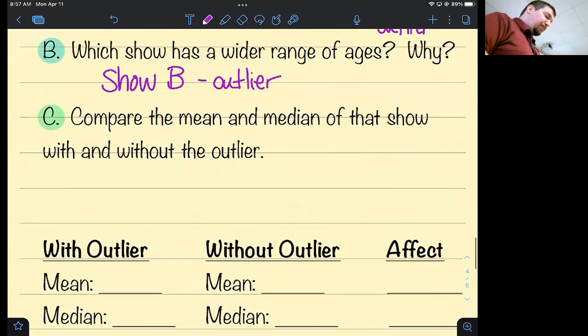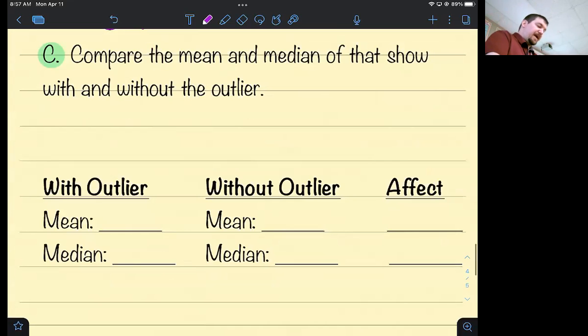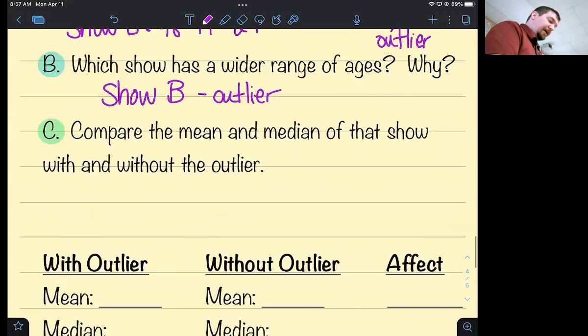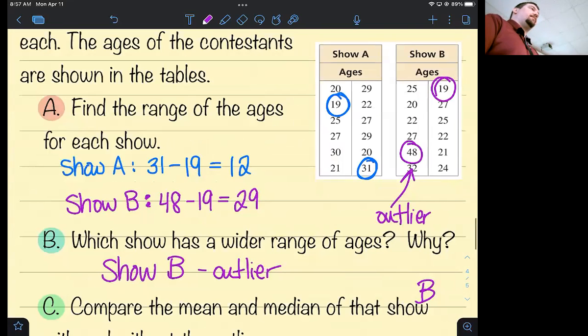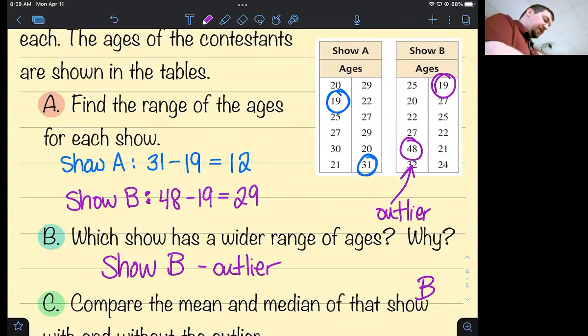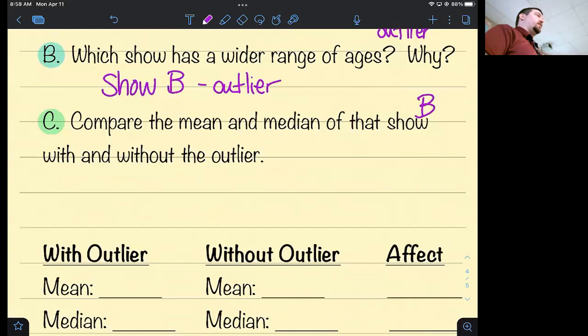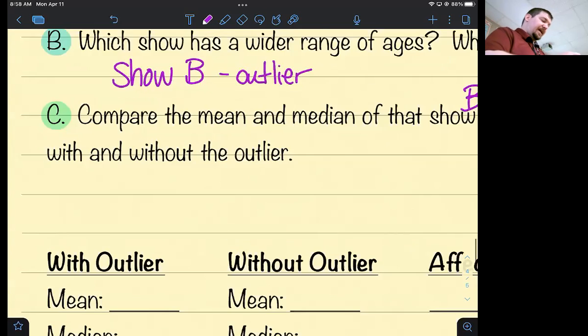So the last part of our notes today says compare the mean and the median of show B, the one with the outlier, with and without the outlier to see how much it's affected. So for show B, there are 12 ages up there. Could I have a different volunteer to help me list these in numerical order? Thanks for volunteering, Natalie. What's the smallest age in show B?